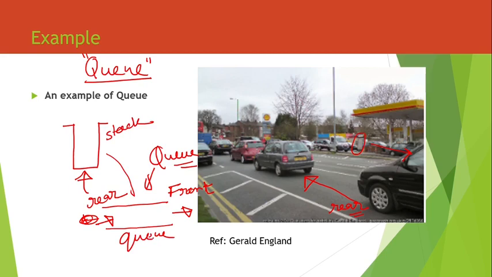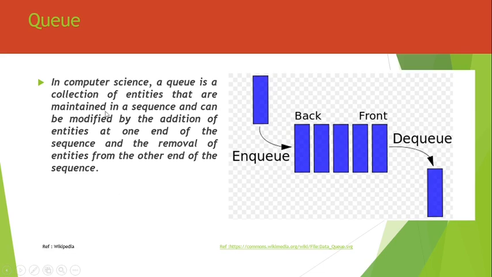So how will it work actually? In computer science, a queue is a collection of entities that are maintained in a sequence and can be modified by the addition of entities at one end of the sequence and removal of entities from the other end. So this is the best example of a queue.